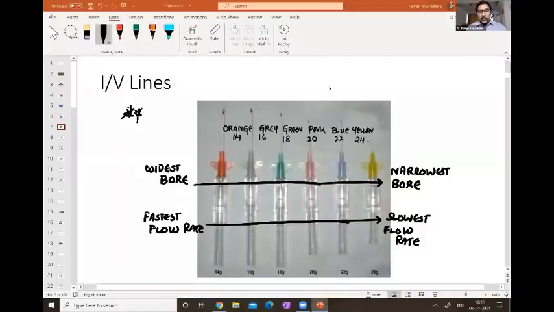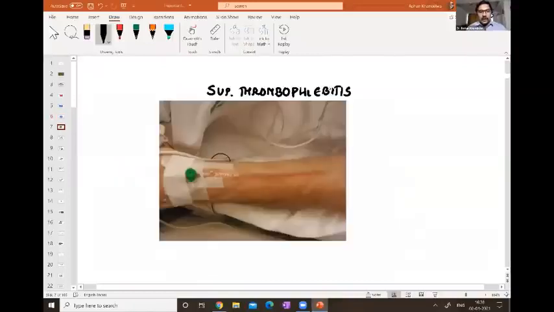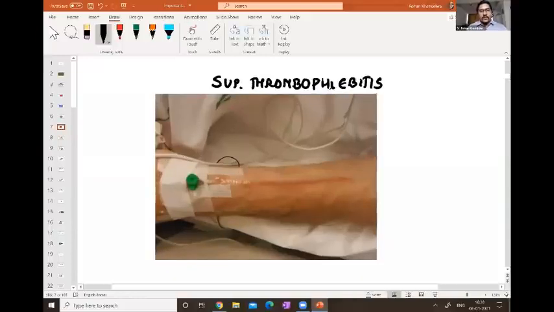You should know that the most common complication of IV lines, superficial thrombophlebitis, is the most common complication of IV lines. You can see here that there is a cord-like swelling which develops starting from the IV line. This is superficial thrombophlebitis.